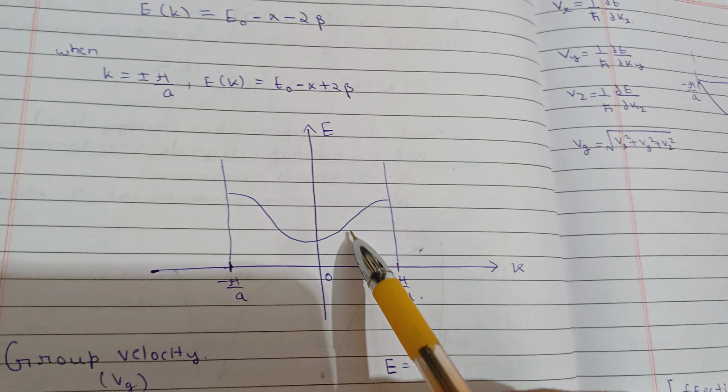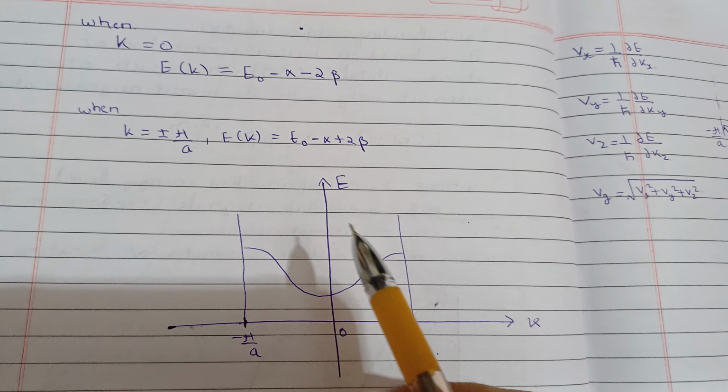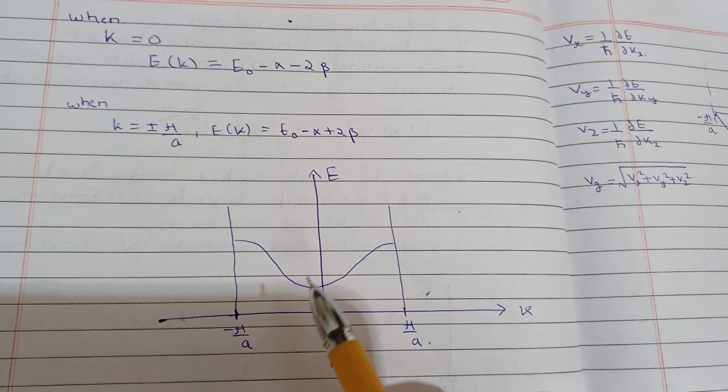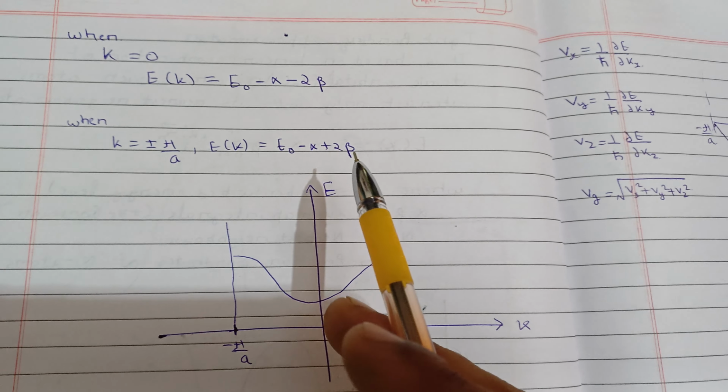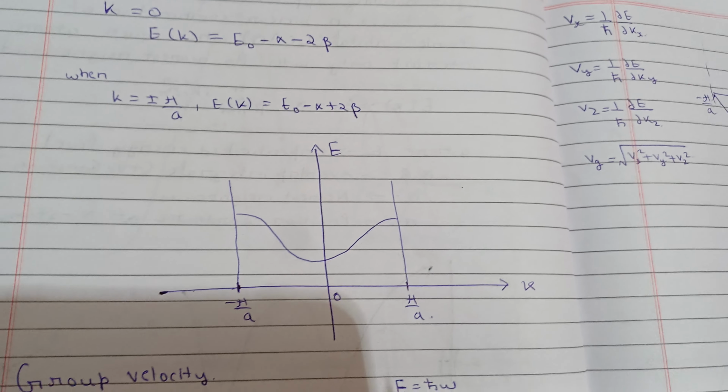So you can see that it's just the same as you get in the Kronig-Penney model, and this model is better than that model because here we get the simplest equations, and it is very easy to plot the graphs, and this is the first Brillouin zone, as you can see.